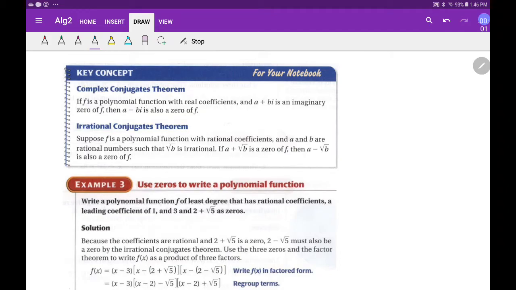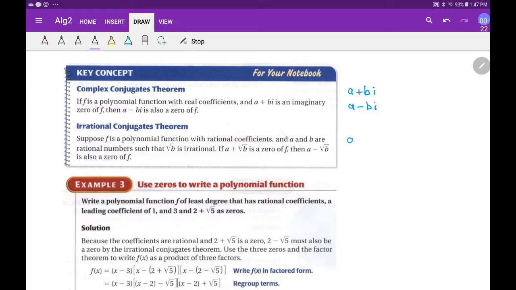I would like to jog your memory a little bit. The complex conjugates theorem and the irrational conjugates theorem says that if you tell me that a plus bi is a factor, then I know, without you telling me, I just know that a minus bi is also a factor. In other words, its conjugate is also a factor.